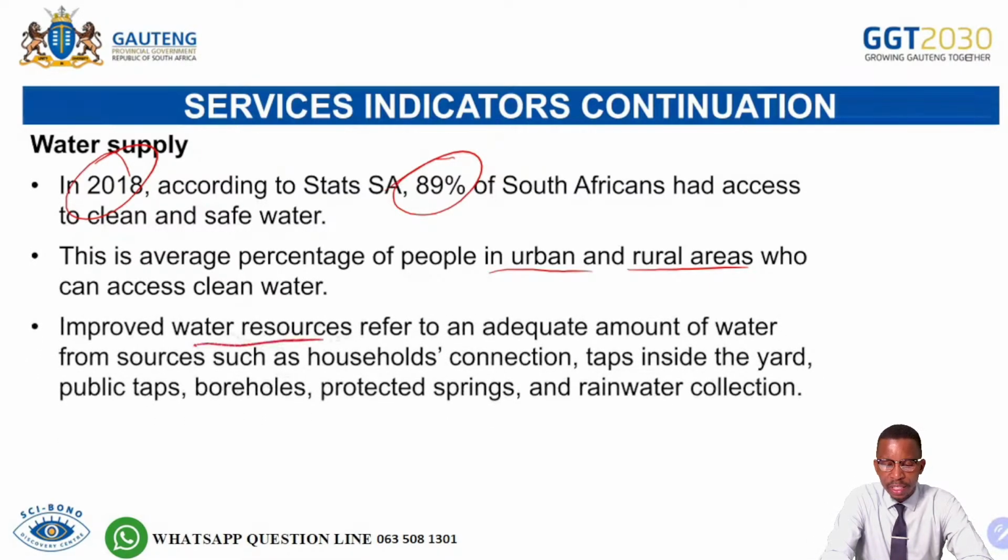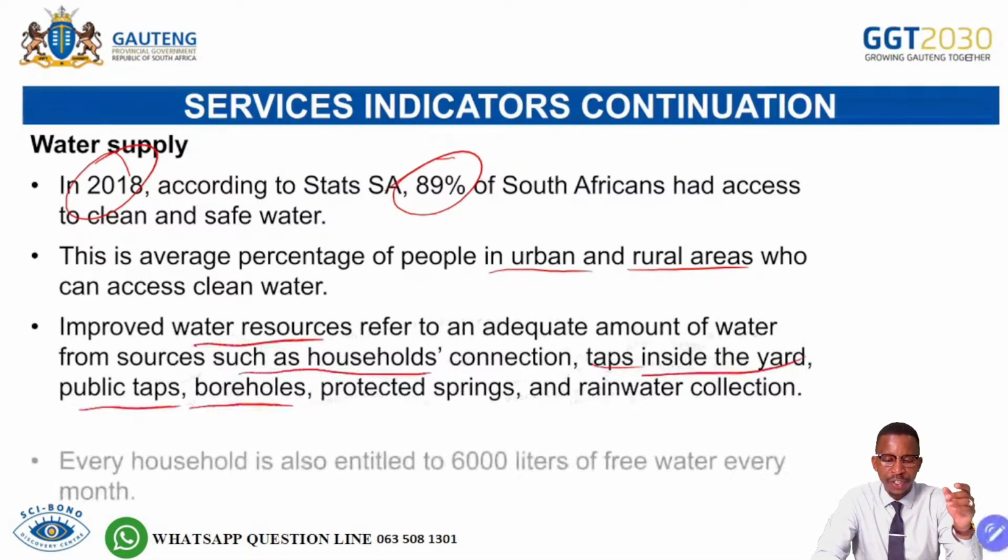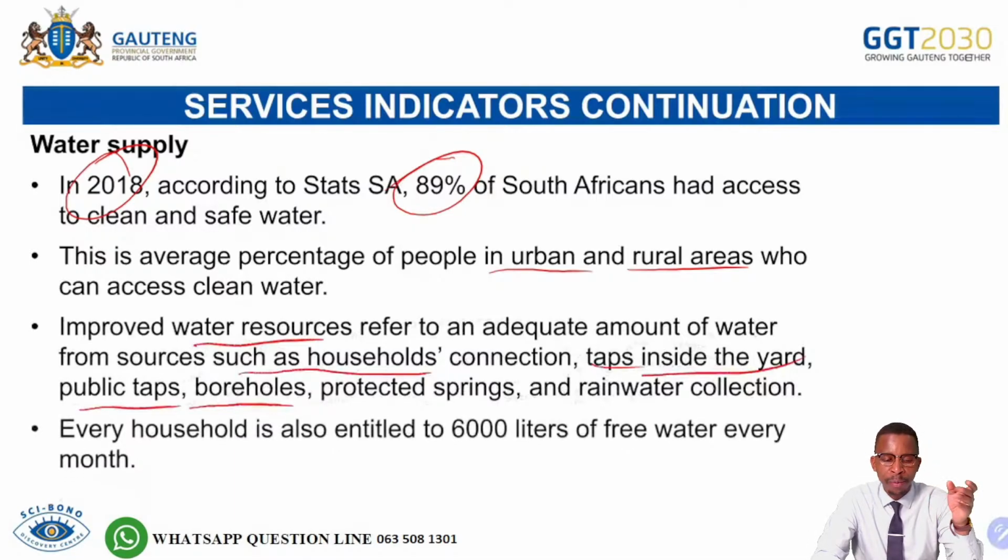Improved water resources refer to an adequate amount of water from sources such as household connections, taps inside the yard, public taps, boreholes, protected springs, and rainwater collection. If such is available, that means there's an improved water supply in a country, province or local municipality.